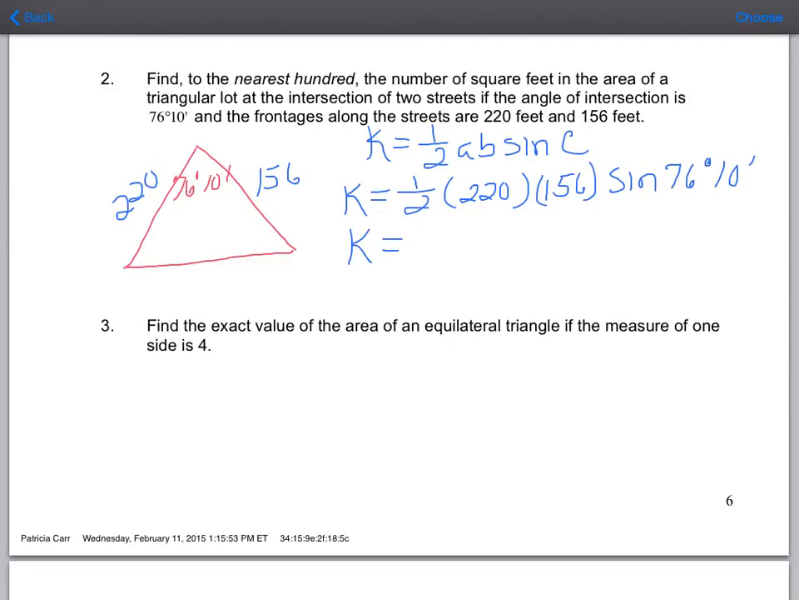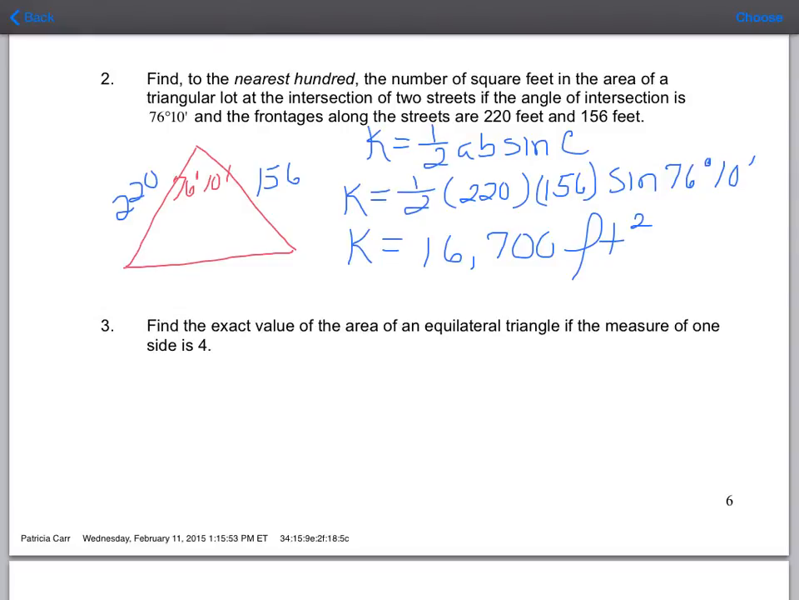Again, it said nearest 100, not 100th. You should have ended up with 16,700. Now we're talking area, so it's feet, you're right, squared. Okay, our last example for the day.